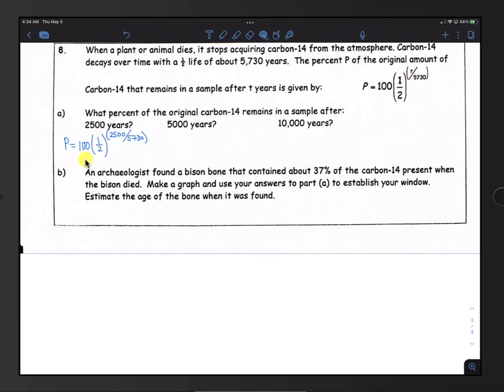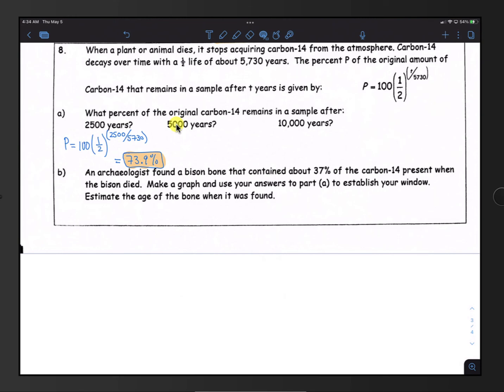So it looks like this. So you'll have 100 times 1/2 raised to the 2,500 over 5730. Putting that in the calculator gives us 73.9%. So that means after 2,500 years from the time of death, you would have 73.9% of carbon-14 left in the body.